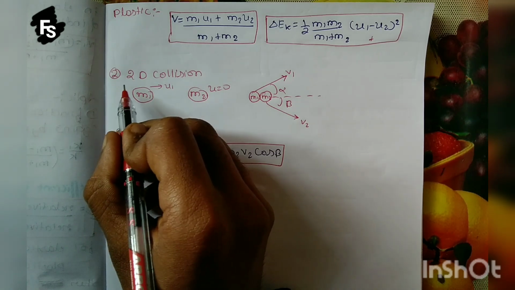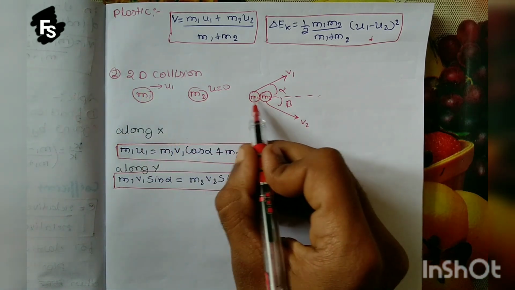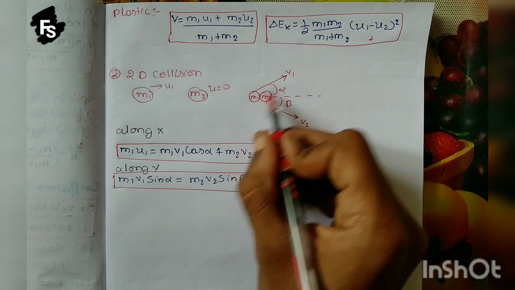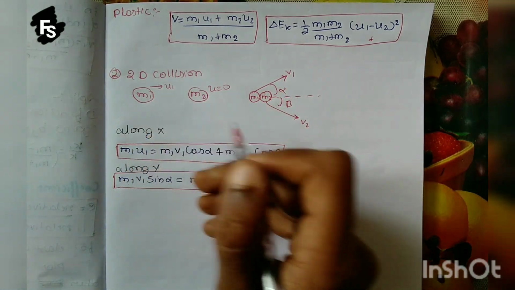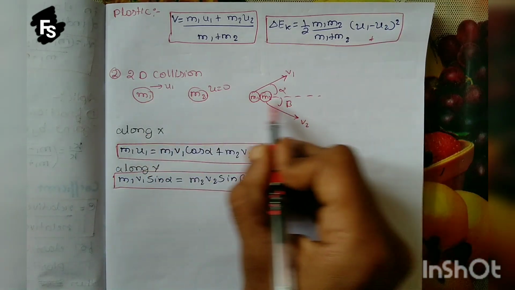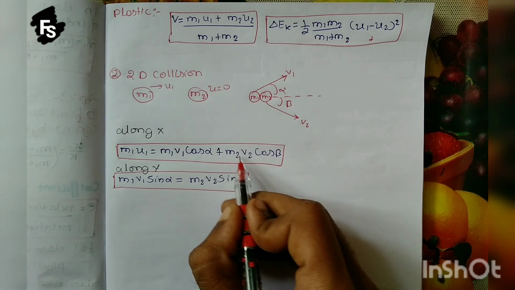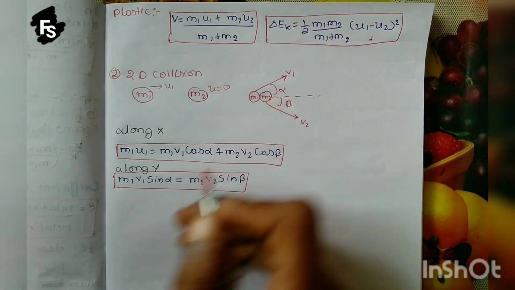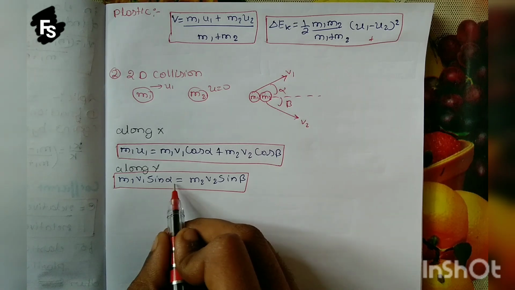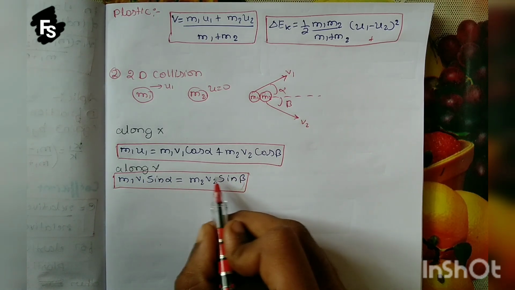Then move on to 2D collision. Two-dimensional collision means after collision, the balls are moving in different directions, v1 and v2. Then along x direction, m1 u1 is equal to m1 v1 cos alpha plus m2 v2 cos beta, remember it. And along y direction, m1 v1 sin alpha is equal to m2 v2 sin beta. Majority of the time these formulas are asked, please remember it.